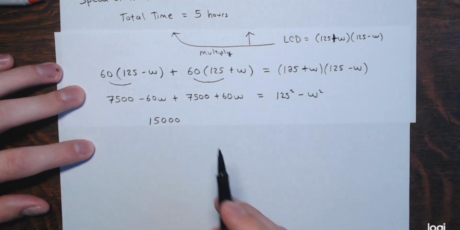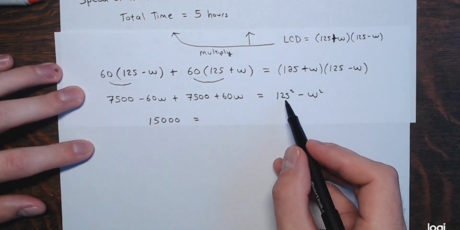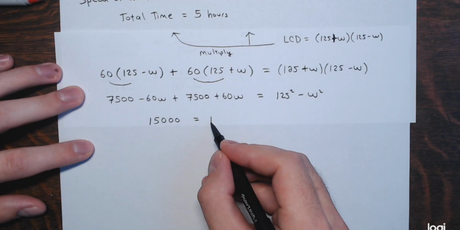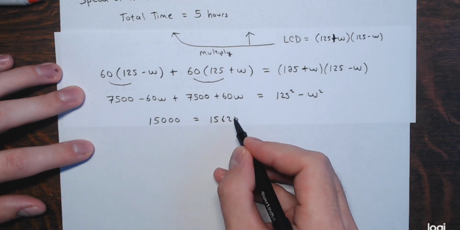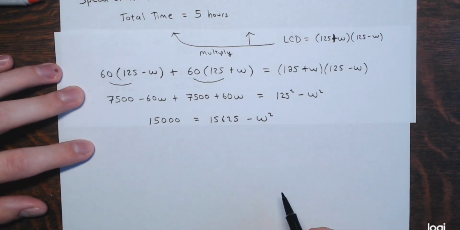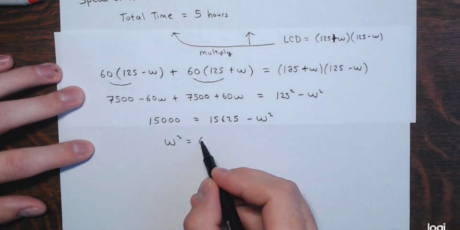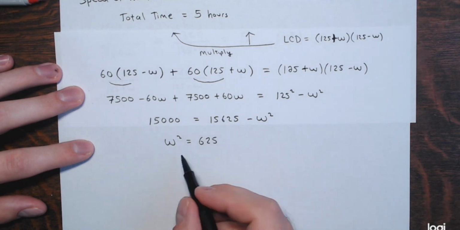Alright, so 7,500 plus 7,500, 15,000, right? So that's 15,000 when I add those 7,500s. The 60Ws are gone. And then 125 squared is 15,625, and then minus W squared. Then we solve for W squared. Right, W squared would be 625 then. And so W equals 25 or negative 25.